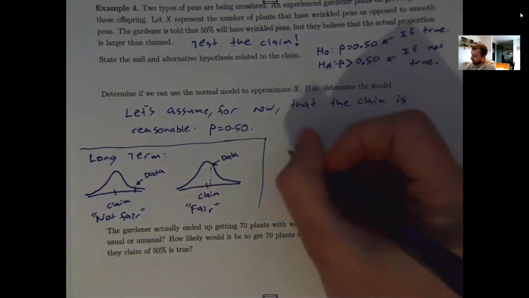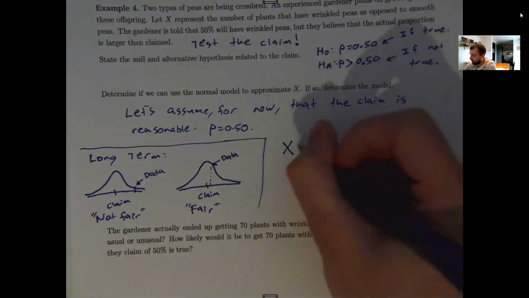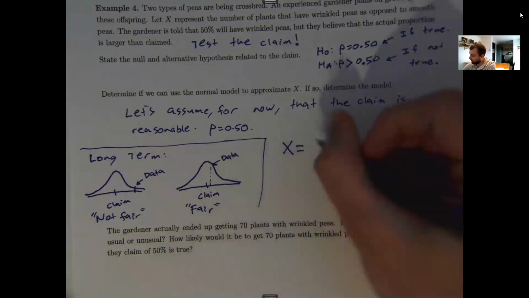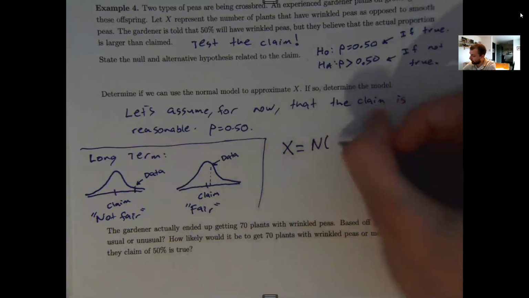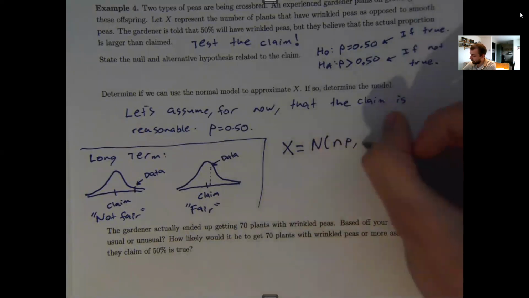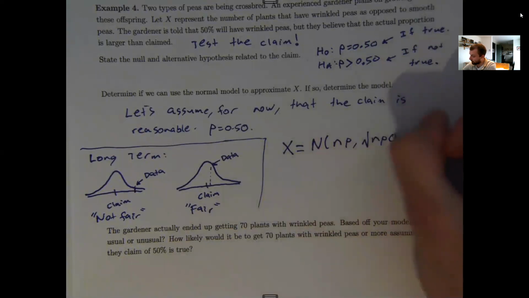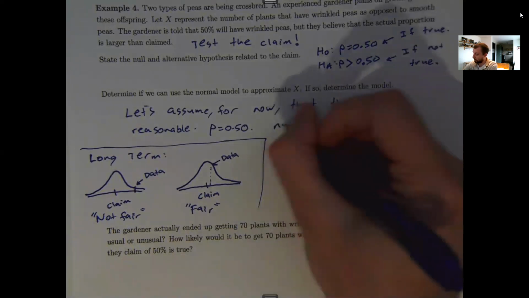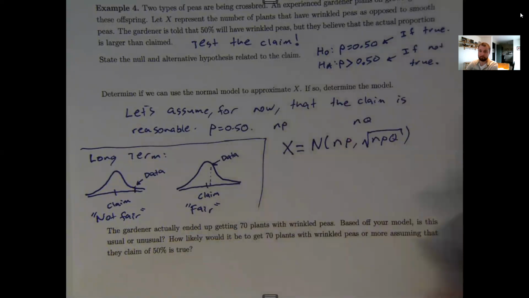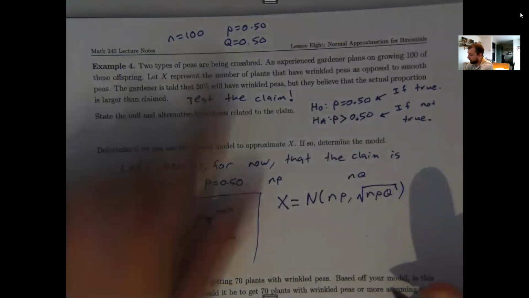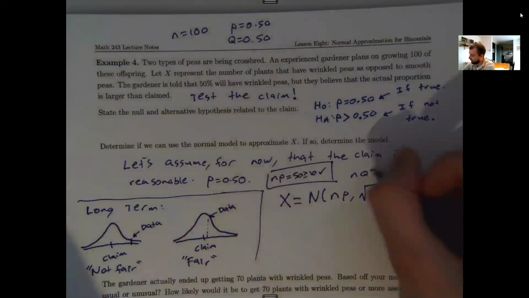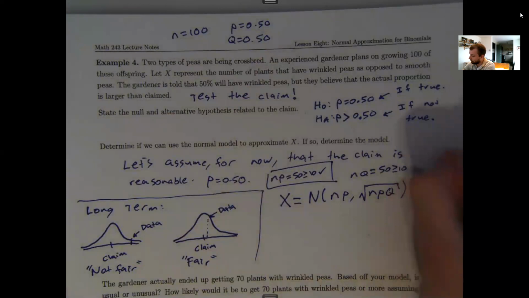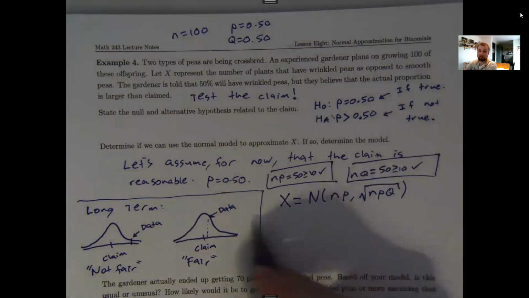So my model, I'm looking at X is normally distributed with the center of n times p and a standard deviation of the square root of n times p times q. And I can use this if n times p and n times q are large enough. Well, my n times my p, 100 times 0.5, is 50, so that's big enough. My n times my q is also 50, so I do have a large n, so I can use this model.